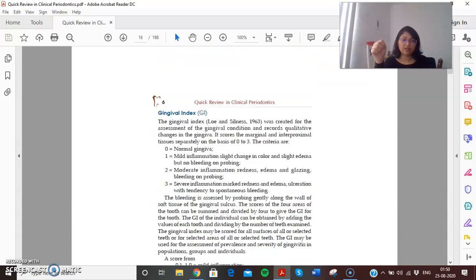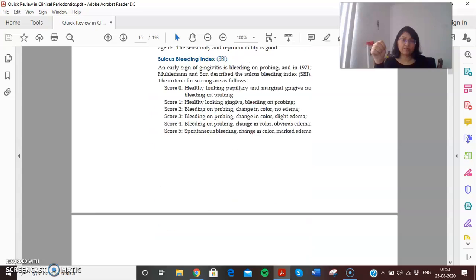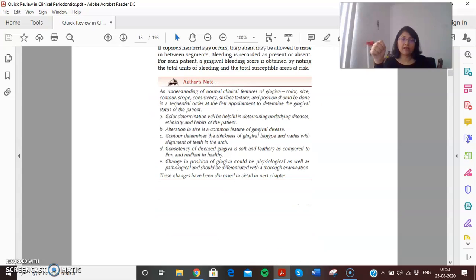Another thing that I've done is at the end of each page you will find something like an author's note. An author's note is to summarize what you found interesting in that particular topic, or what I found interesting, and what I would want you to look at when you are working on a patient, or what I would recommend you think about.